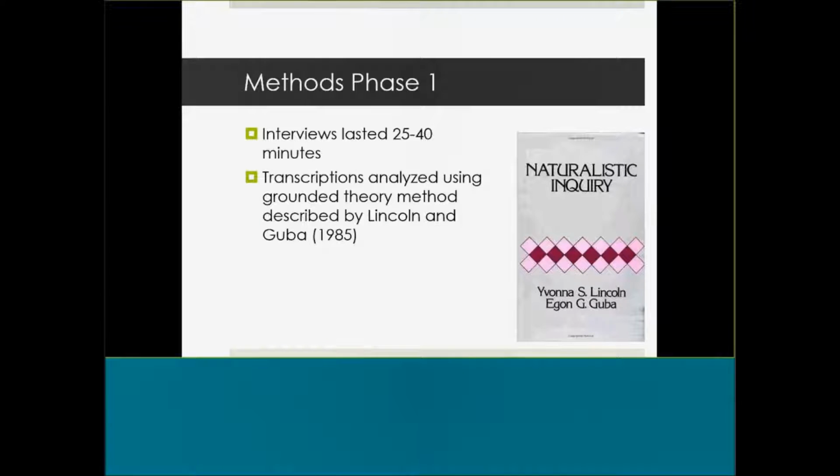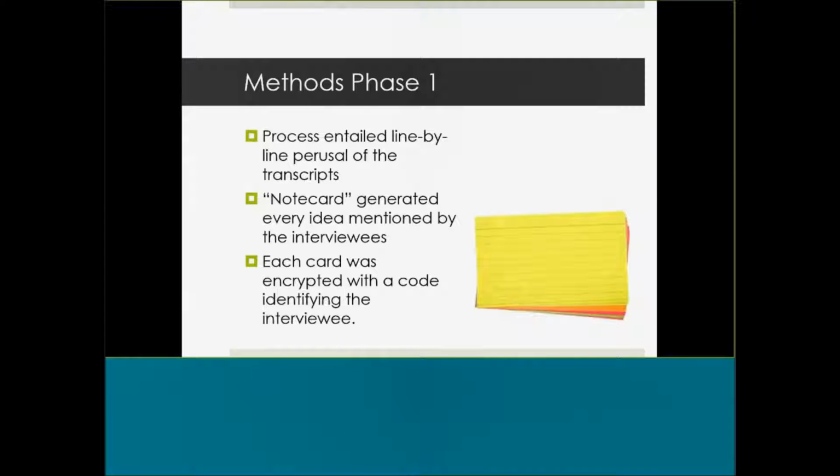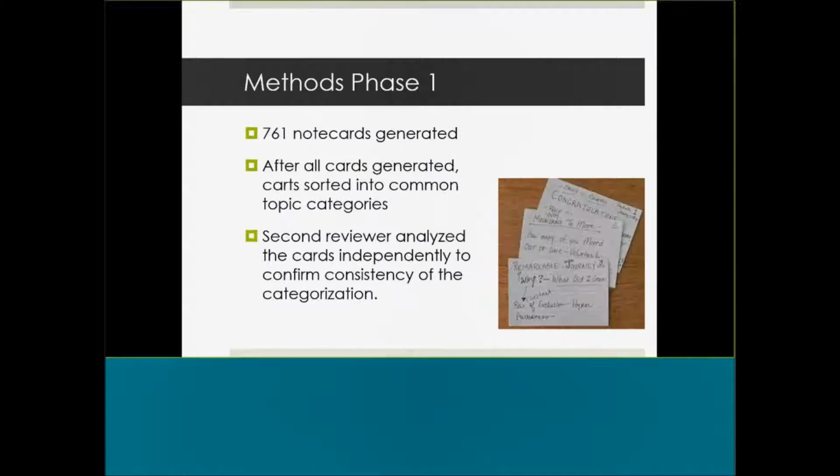So the interviews were not long, 25, 30 minutes. We used the analysis method promoted by Lincoln and Guba in Naturalistic Inquiry, which some of you may be familiar with. We take the transcripts and we analyze them line by line. We determine categories. We put them on note cards. We encrypt the note cards so we can work backwards and find out who said what. And then a second reviewer, an outside reviewer, takes the same set of note cards and reorganizes them.